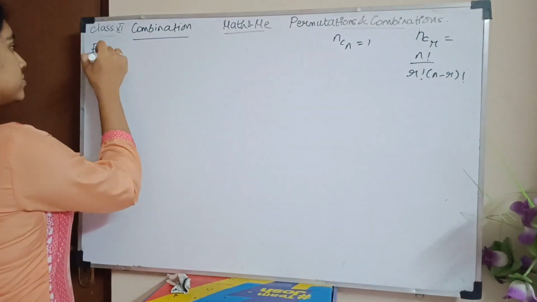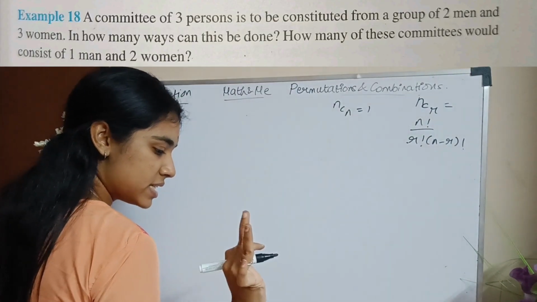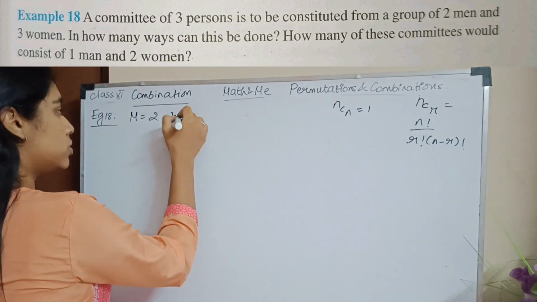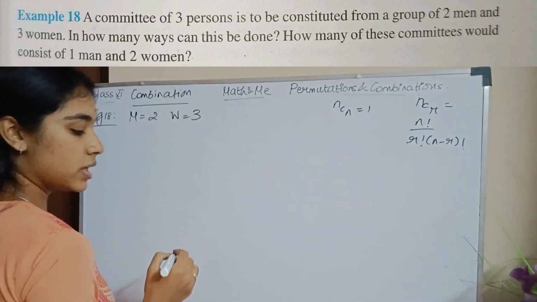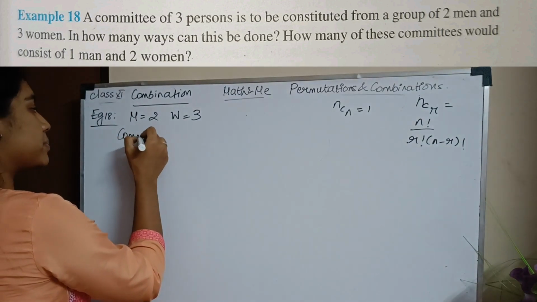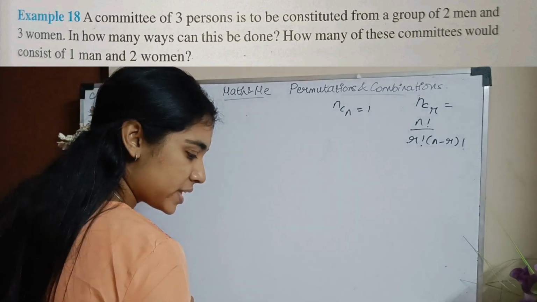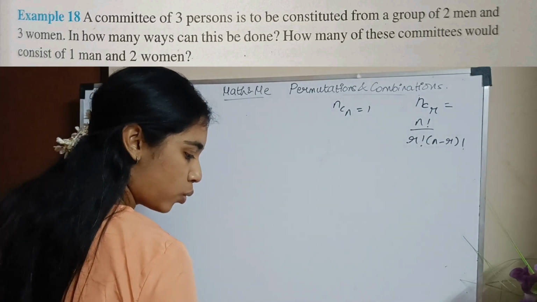Example 18. A committee of 3 persons is to be constituted from a group of 2 men and 3 women. In how many ways can this be done? A committee should have 3 people. So a committee will have 3 people. How many of these committees would consist of 1 man and 2 women?